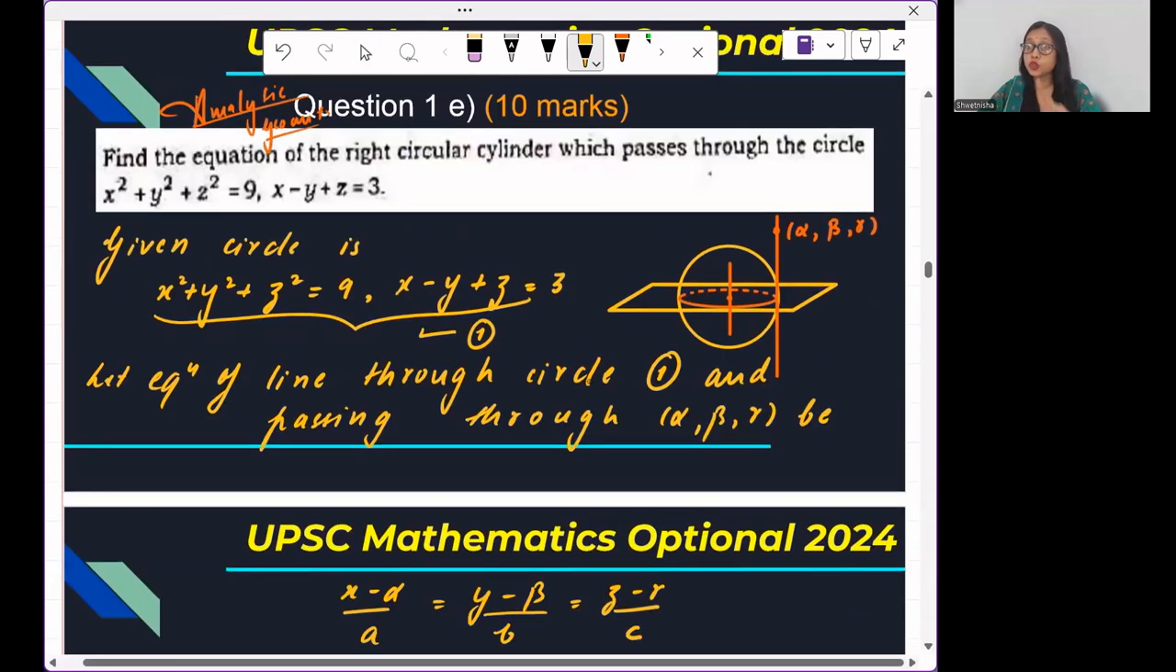But if I assume it to be the tangent of this sphere, basically, I can take any line, like this is also a line, but this is not a generator. This is also a line passing through alpha, beta, gamma, but this is not a generator. In order to be a generator, it has to be perpendicular to the plane also. So if it is perpendicular to the plane, then it is parallel to the normal of the plane. The normal of the plane has direction ratios given by the coefficients of x, y, z.